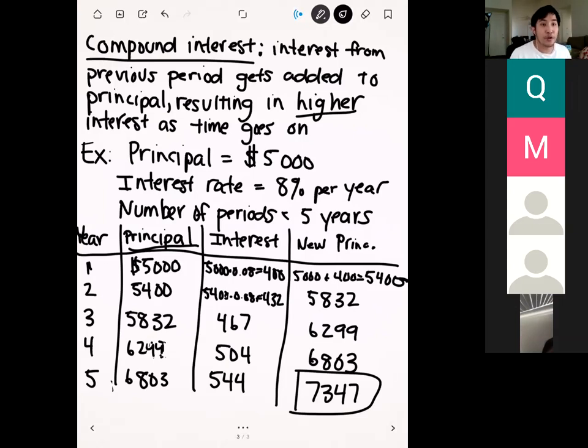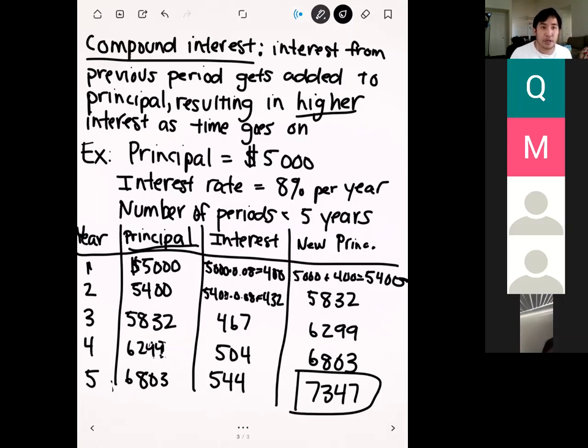Okay. So if we use a compound interest formula for this loan that we're going to give our friend, then our friend is going to be paying us $7,347 at the end of 5 years. Okay. So if you compare that to the amount that we got for simple interest, for simple interest, all we're getting paid is 7,000.